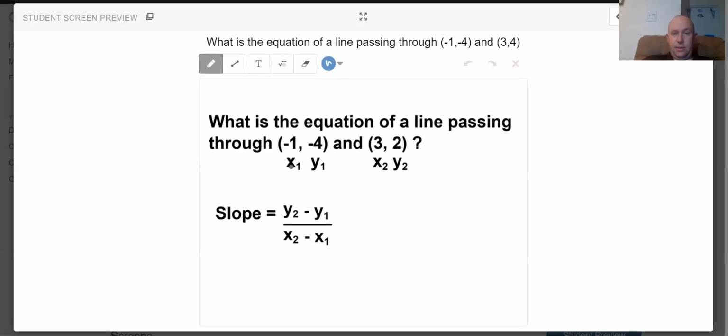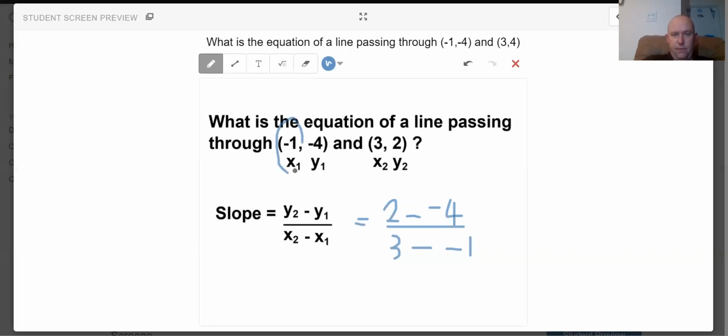Write out both coordinates, label x1, y1, and x2, y2. And then here was the formula that we originally used for finding slope, y2 minus y1 over x2 minus x1. And we plug in the numbers, y2 is 2. y1, you can see, is -4. All divided by x2, which is 3, minus x1, which is -1.